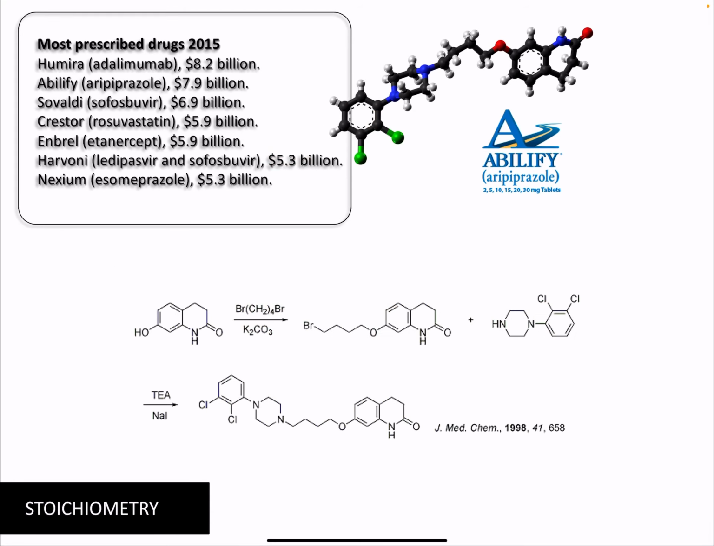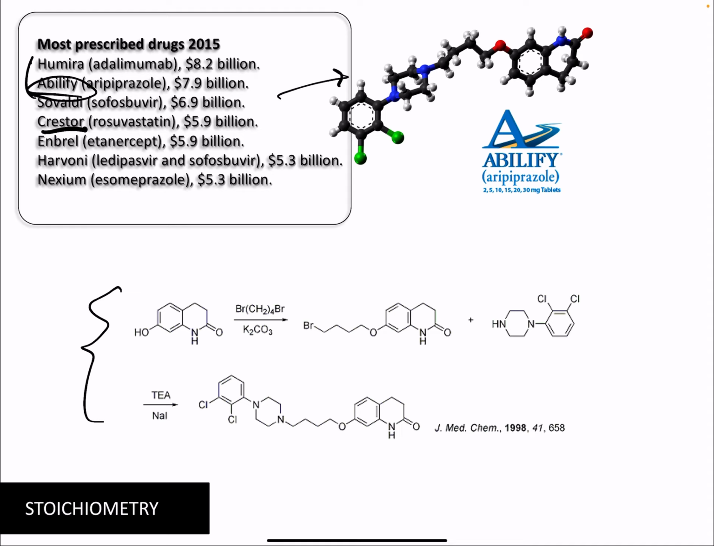And why are we interested in them? Well, one reason is they're kind of big business. Here are the most prescribed drugs in 2015. Humira is a TNF inhibitor, an immunosuppressive used to treat Crohn's and rheumatoid arthritis. Crestor is a statin to treat cholesterol. Abilify, this molecule here, is an atypical antipsychotic, and they use it to treat schizophrenia.